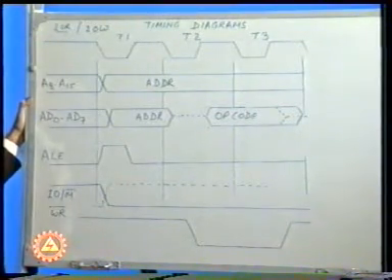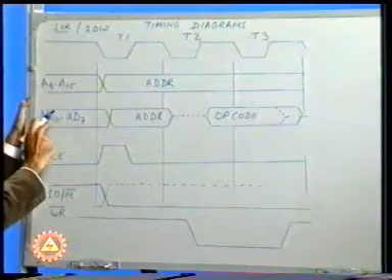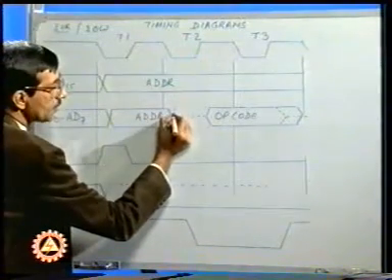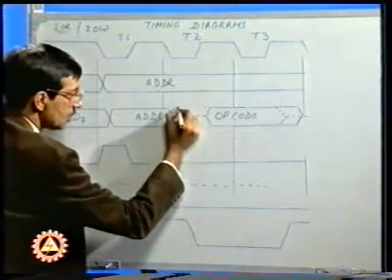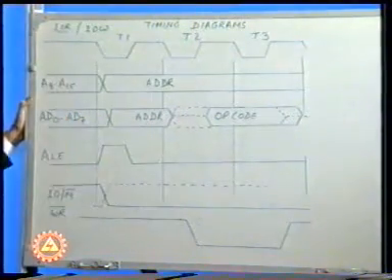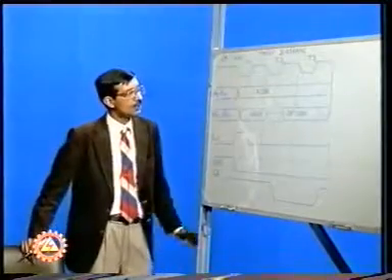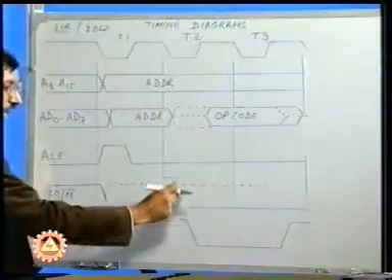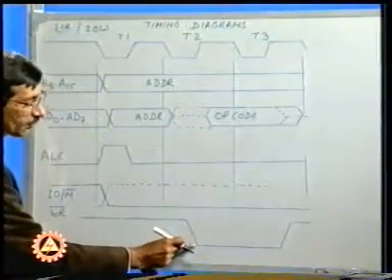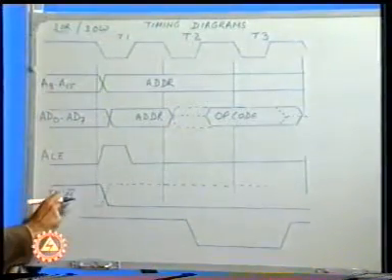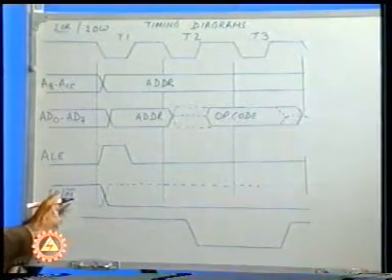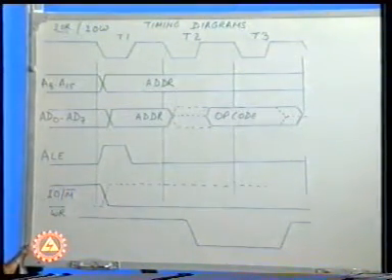Once again, in this case, during the second T state, the microprocessor will place the data immediately after replacing the address. No further action takes place till the WR bar signal goes low. The moment the WR bar signal goes low, this is combined with IO/M bar to generate the IO W signal, that is the input output write signal.